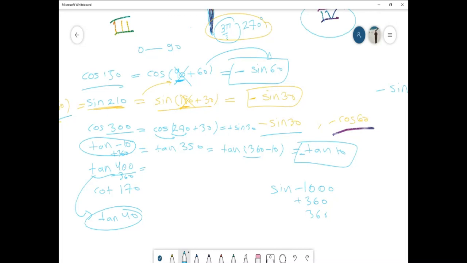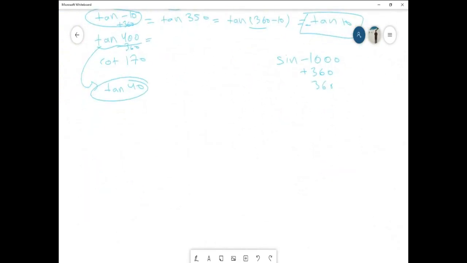I can subtract or add 360 as many times as I want. It won't make any difference. Why 360? Because it is a complete circle.